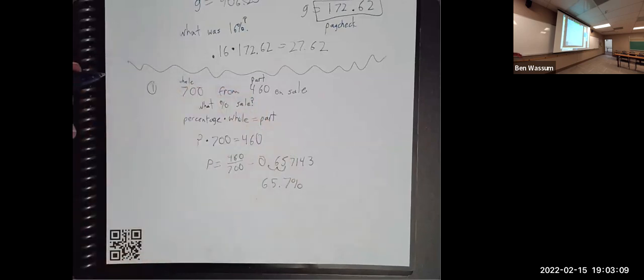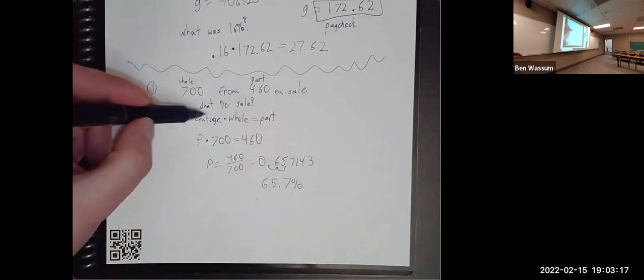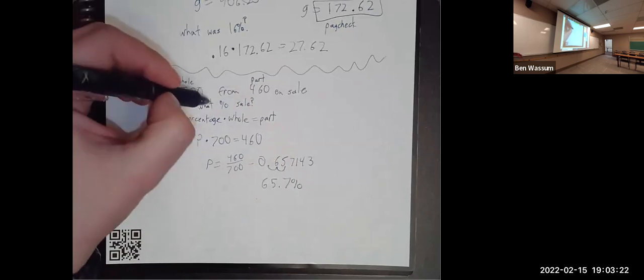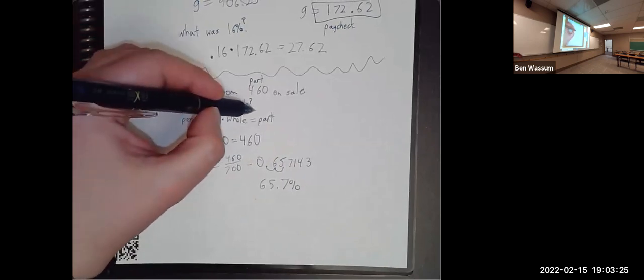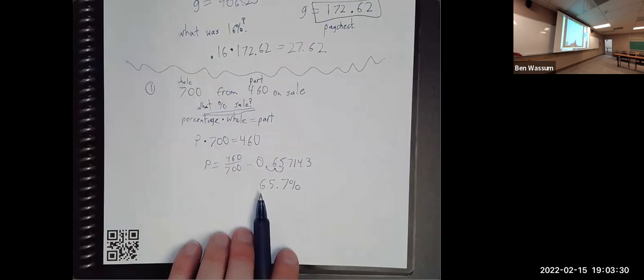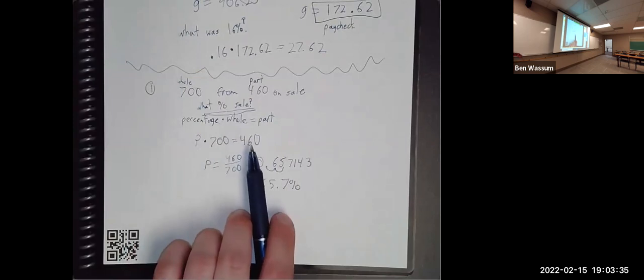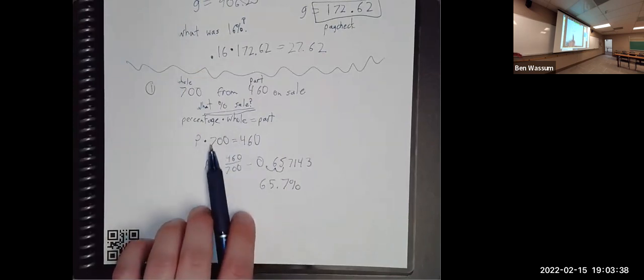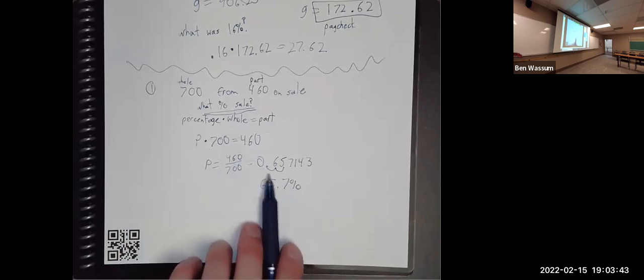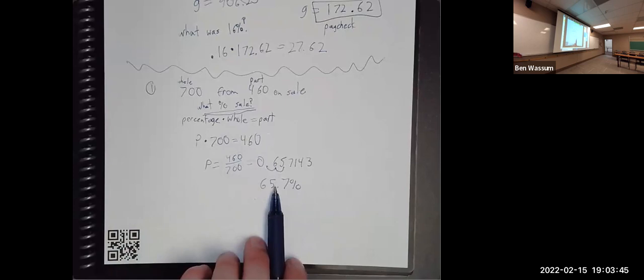But the question is, am I done? Well, I figured out what percentage this was of this. But what am I being asked? What was the percentage of the sale? What was coming off of this guy? Well, this isn't the discount amount. This is how much our sale price is of our original price. So this is just what we have left. So this wasn't 65.7% off.